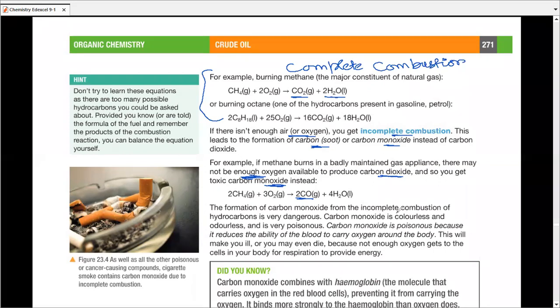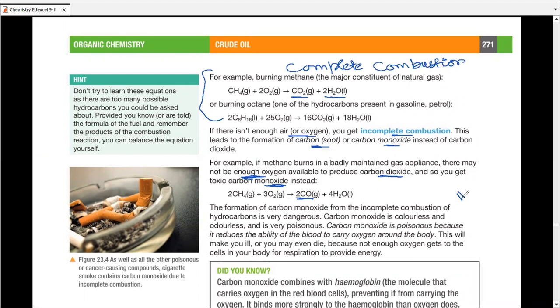Formation of carbon monoxide from incomplete combustion is very dangerous. It's colorless, it's odorless, and it's very poisonous. It is poisonous because it reduces the ability of our blood to carry oxygen around the body, since it bonds with the protein that is capable of carrying oxygen around the body. What happens? This will make you ill.